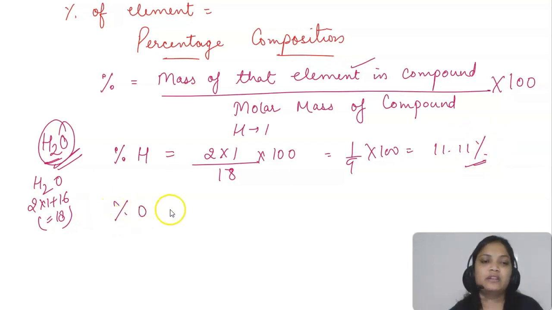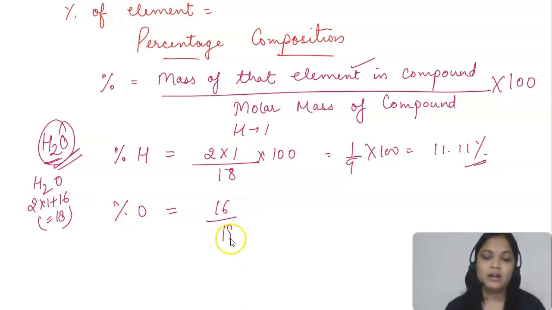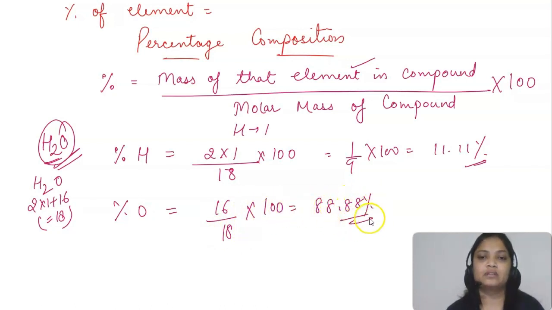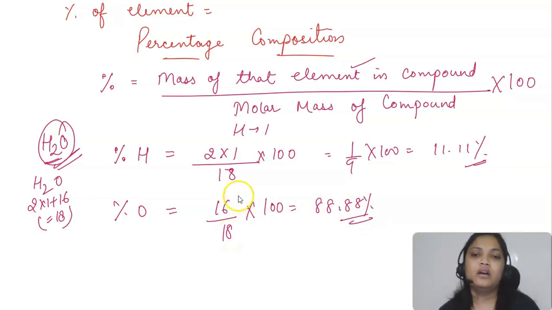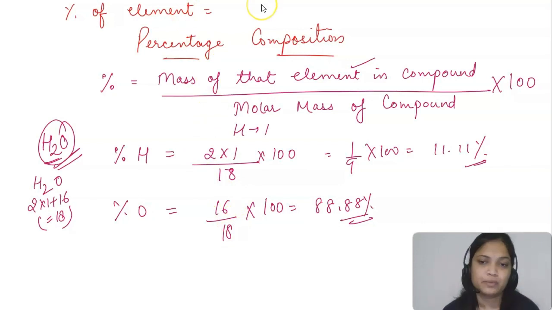Similarly, you can calculate the percentage of oxygen, which will be 16, because the mass of oxygen is 16. You have only one atom in this case. So 16 upon 18 into 100. So it will come out to be 88.88%. Okay. So this is how we can calculate the percentage composition.